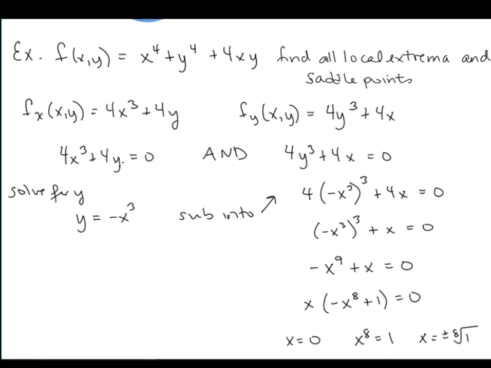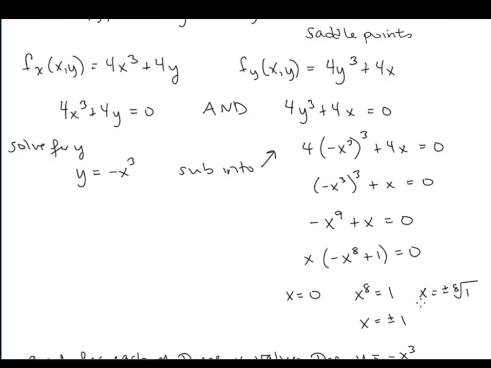So I start with one of my equations and I solve for y. I get y is equal to negative x to the third. And I'm going to sub that into the y in the second equation. Now I'm going to divide out by 4 just to make it a little bit simpler. Now I have negative x to the third all taken to the third power. That's going to give me negative x to the ninth plus x is equal to 0. So factoring out an x, we have x times negative x to the eighth plus 1 is equal to 0.